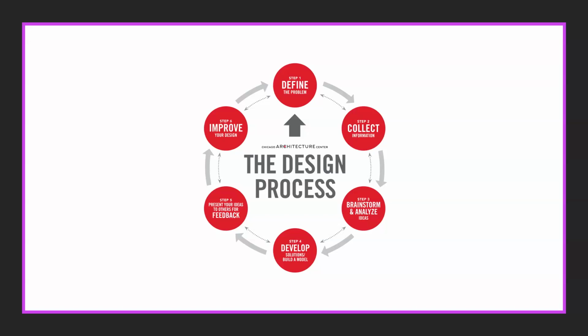First, you need to memorize this stuff right here. You need to memorize the different steps, step 1 through step 6. Okay, so step 1 is define the problem. Step 2 is collect information. Step 3 is brainstorm and analyze ideas. Step 4 is develop solutions and build a model. Step 5 is present your ideas to others for feedback. Step 6 is improve your design.